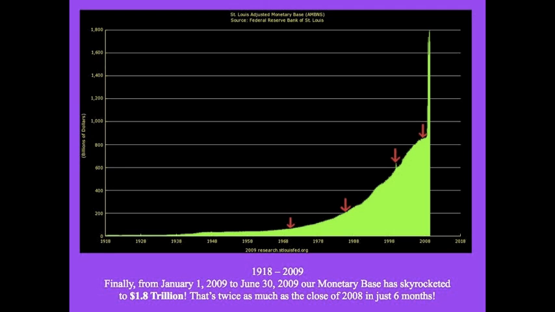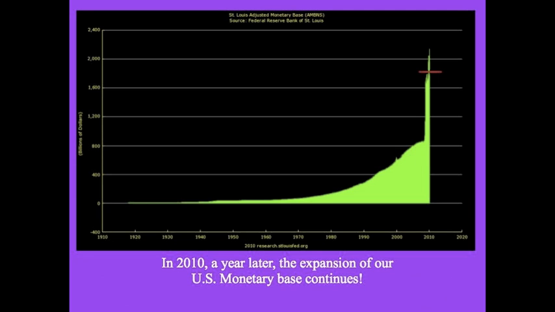Now, more currency in circulation means weaker dollars. The world knows this and has grown very concerned and have been talking about a global currency. And as we close out the year 2010, we can see that our monetary base has eclipsed the 2 trillion mark. Now, it doesn't take a financial genius to realize we cannot go on this way.